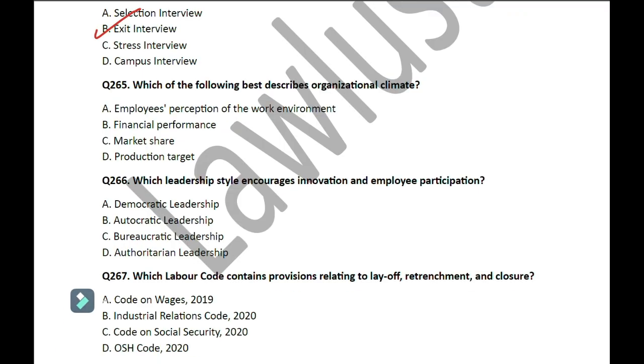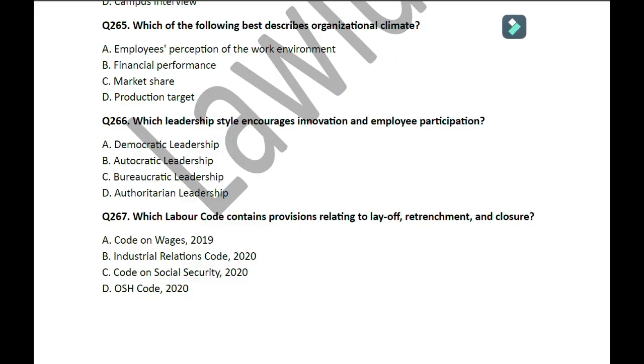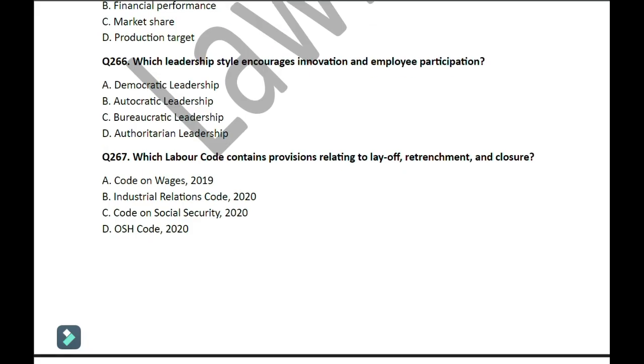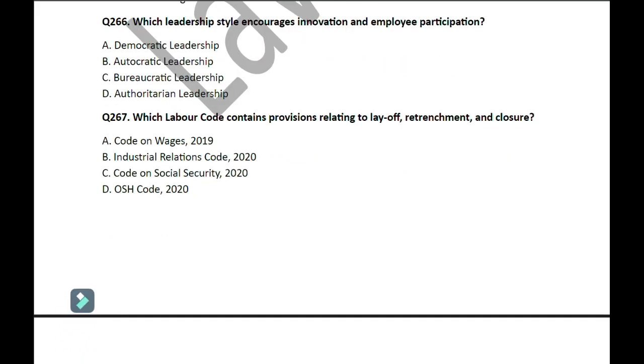Move on to the next question, question number 265. Which of the following best describes organization climate? So here the correct answer is employees' perception of the work environment. Move on to the next question, question number 266. Which leadership style encourages innovation and employee participation? So here the correct answer is democratic leadership.